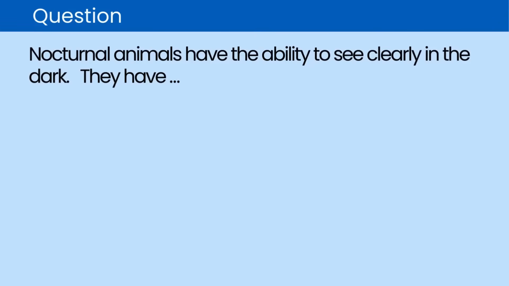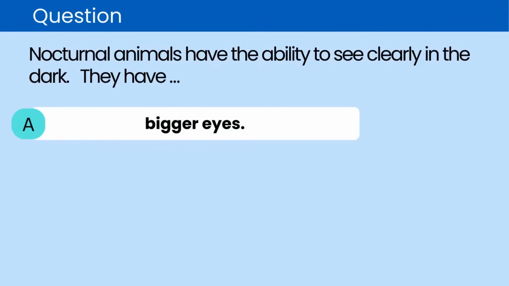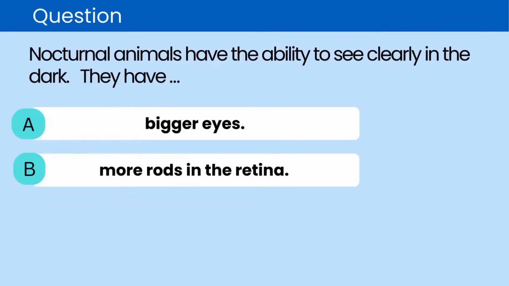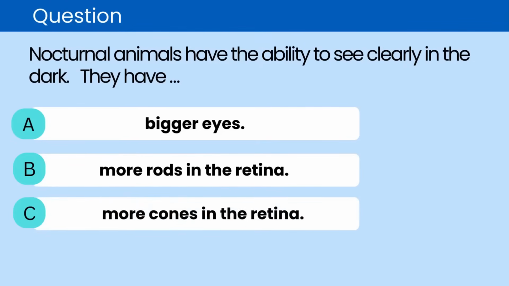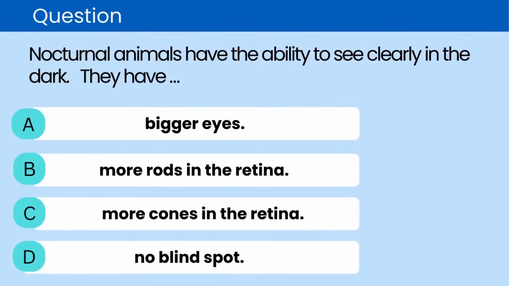Question: nocturnal animals have the ability to see clearly in the dark. They have A. Bigger eyes. B. More rods in the retina. C. More cones in the retina. D. No blind spot.